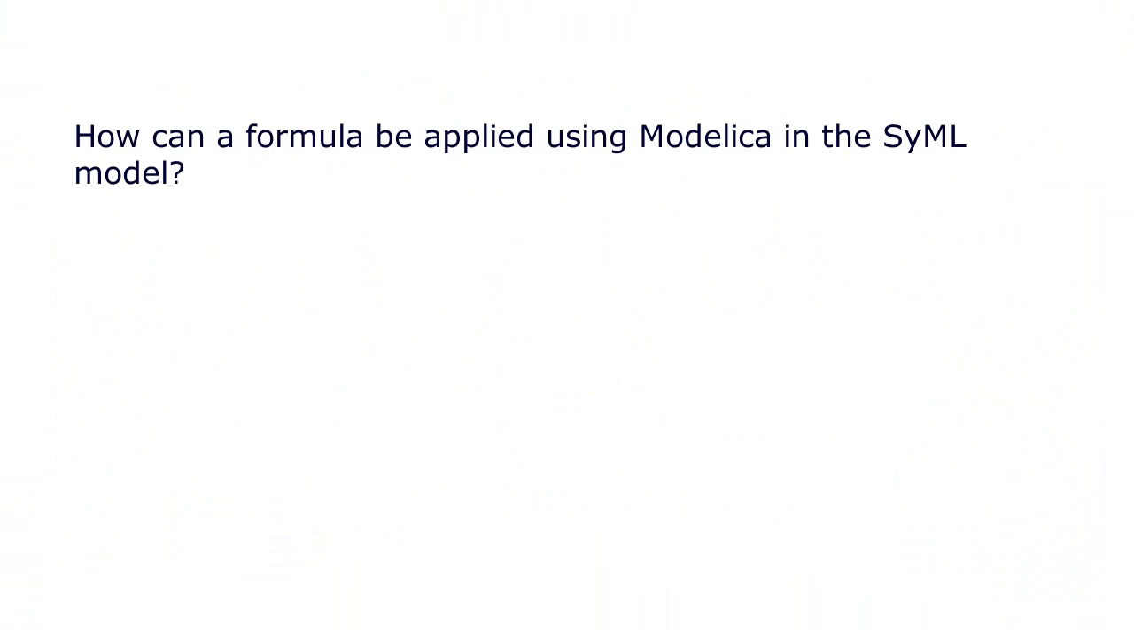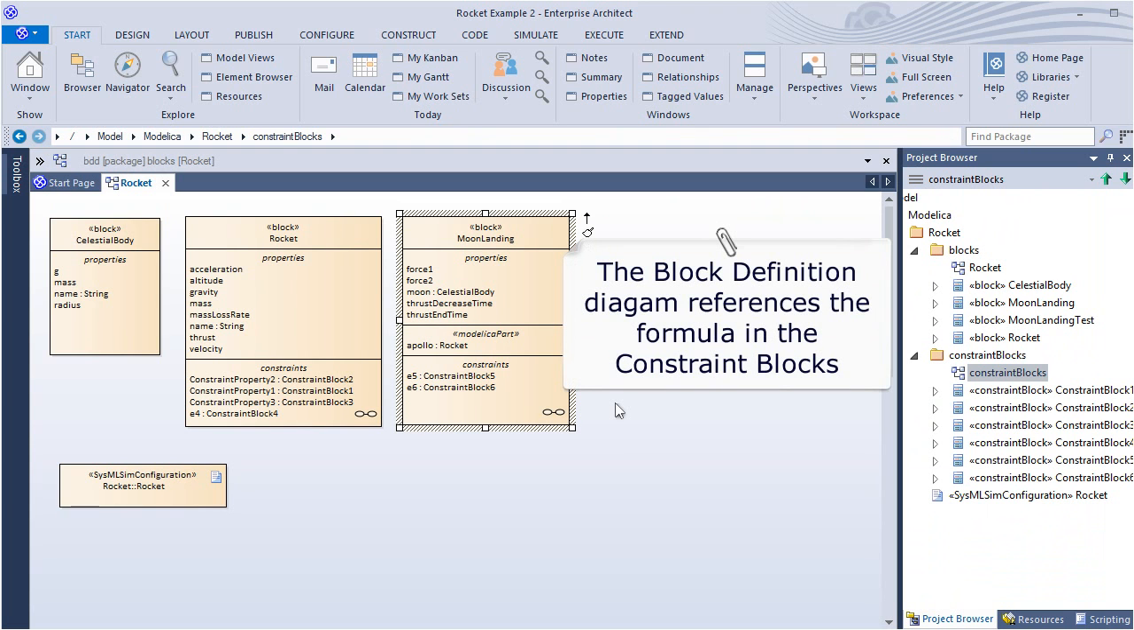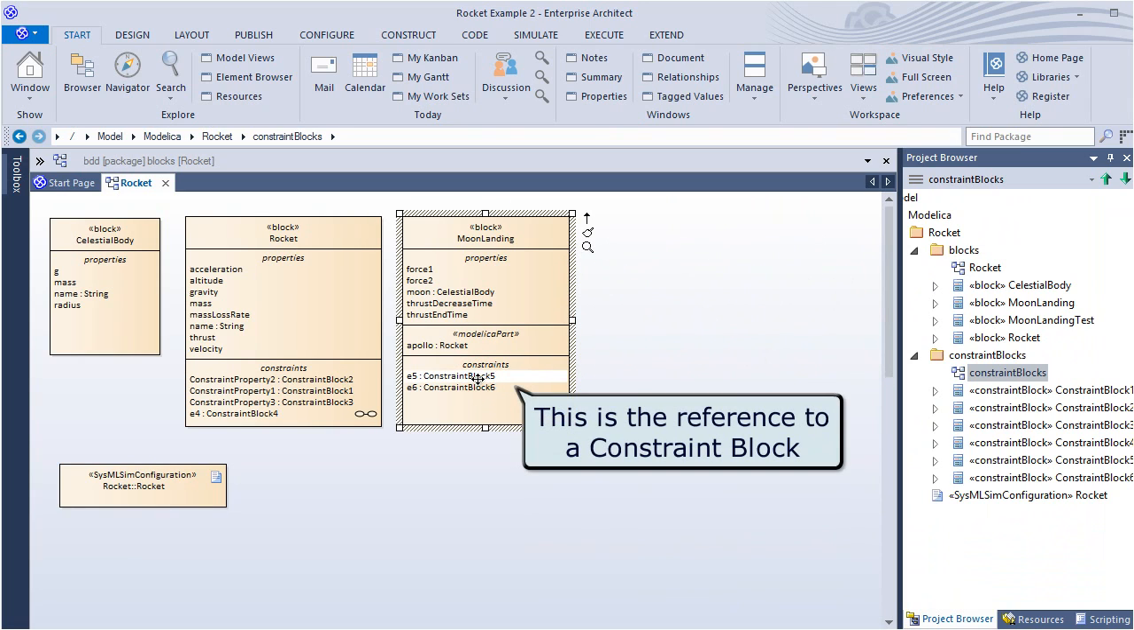How can a formula be applied using Modelica in the SysML model? Let's take a brief look at the moon landing parametric model to see how it's done in Enterprise Architect. The block definition diagram references the formula in the constraint blocks. This is a reference to the constraint block. Let's view the constraint in more detail.